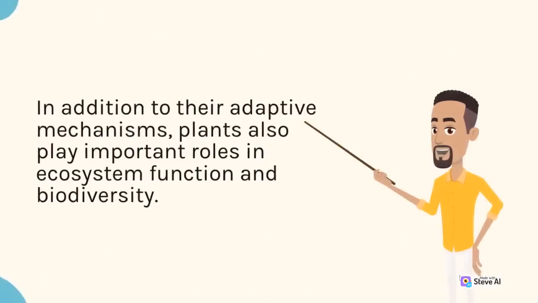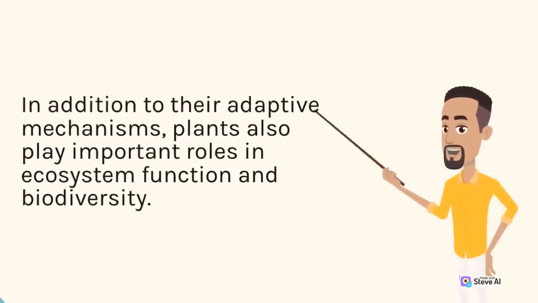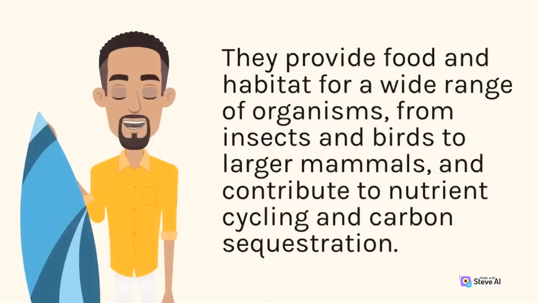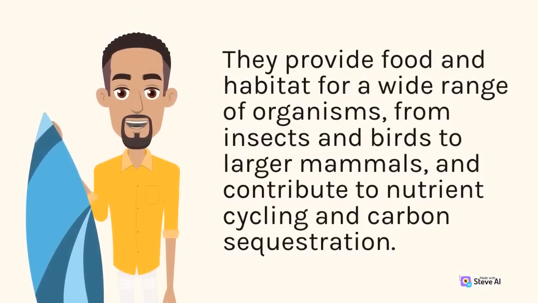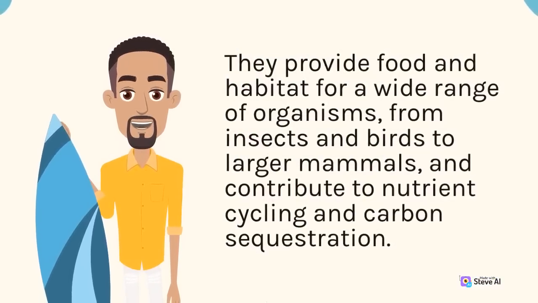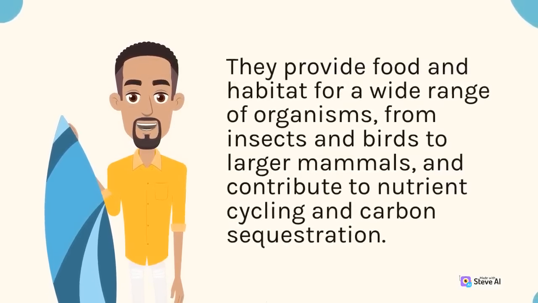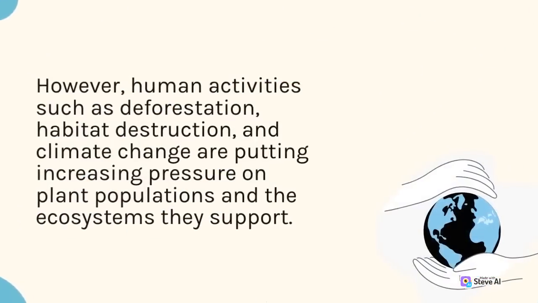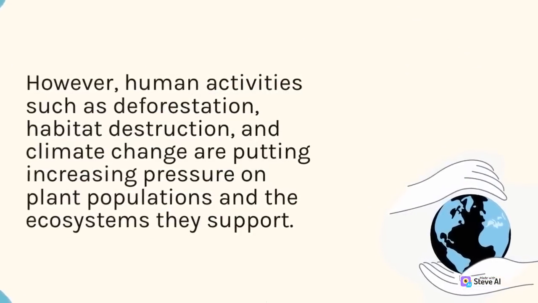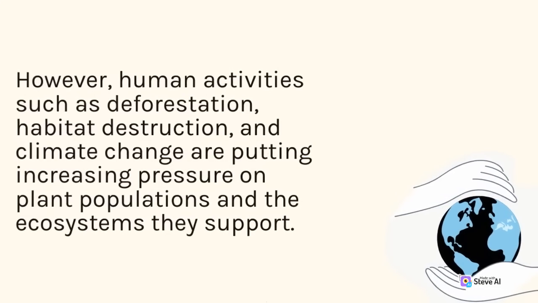In addition to their adaptive mechanisms, plants also play important roles in ecosystem function and biodiversity. They provide food and habitat for a wide range of organisms, from insects and birds to larger mammals, and contribute to nutrient cycling and carbon sequestration. However, human activities such as deforestation, habitat destruction, and climate change are putting increasing pressure on plant populations and the ecosystems they support.